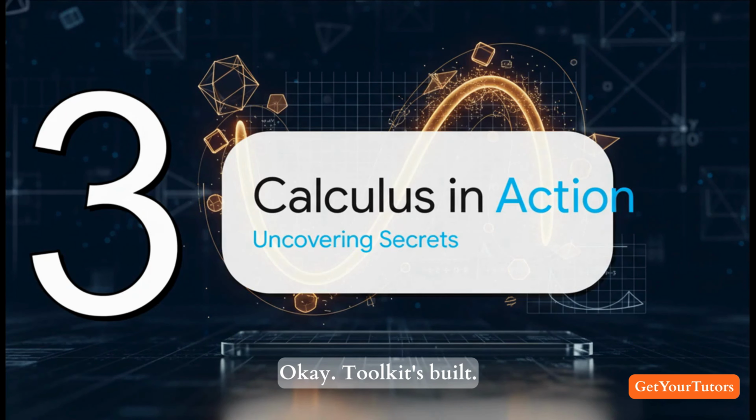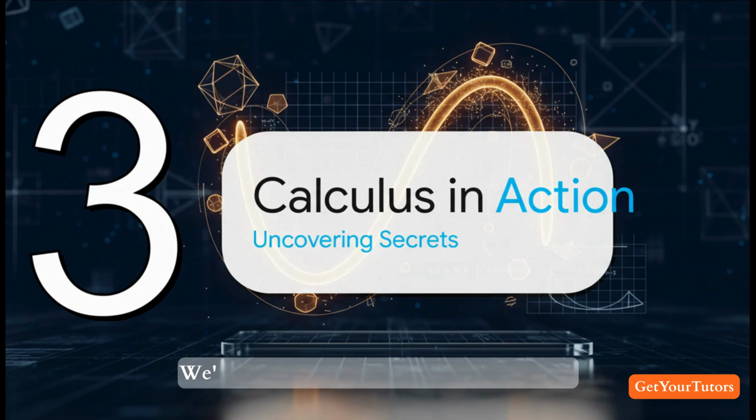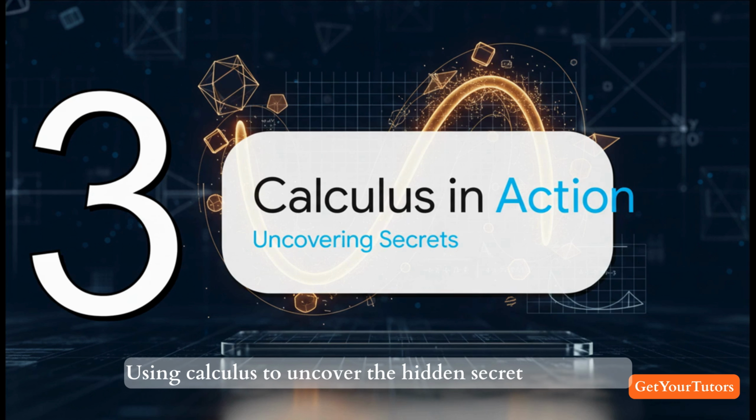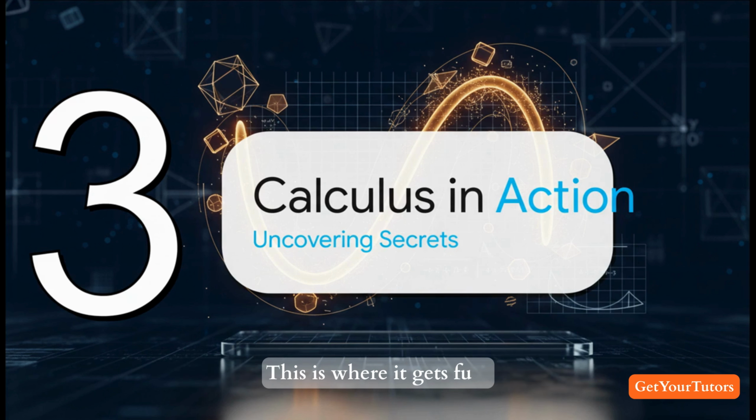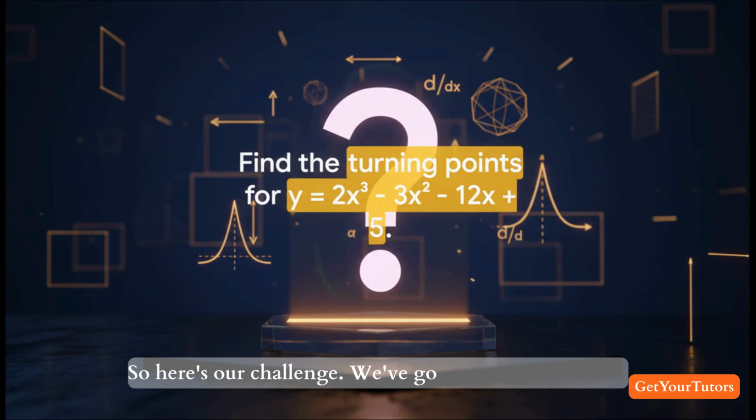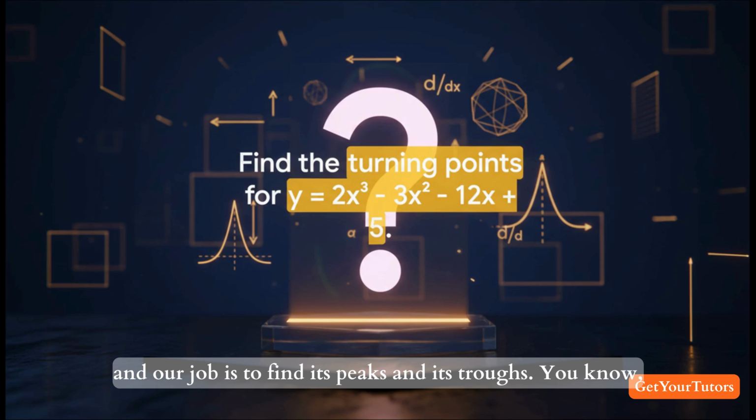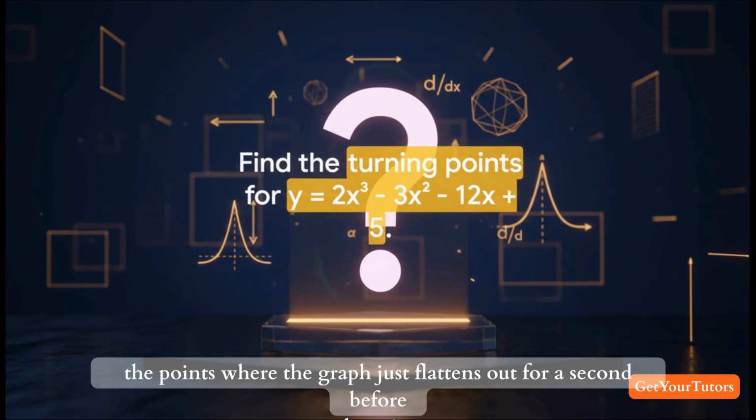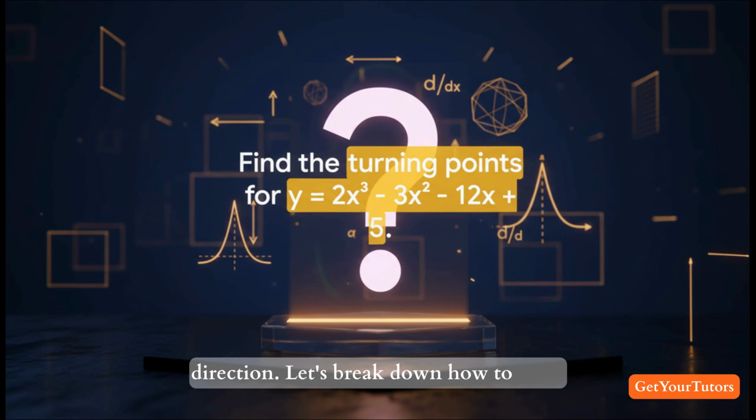Okay, toolkit's built. Now it's time to put these tools to work. We're moving into the really exciting stuff, using calculus to uncover the hidden secrets of a curve. This is where it gets fun. So here's our challenge. We've got this cubic equation, and our job is to find its peaks and its troughs, the points where the graph just flattens out for a second before changing direction. Let's break down how to do it.